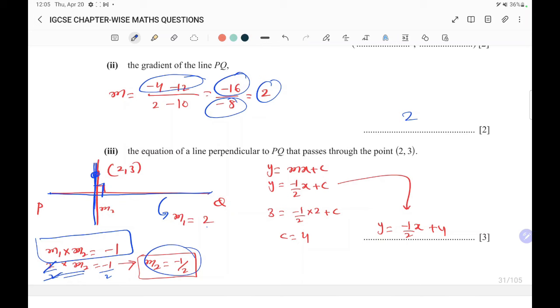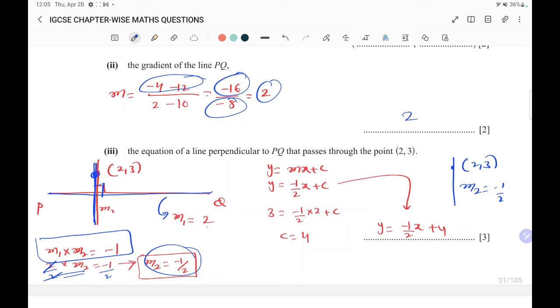Now for this perpendicular line, you have a line and your line is passing through the point 2, 3, and the gradient is minus half. So y equals mx plus c, right? M is minus half, x, and c we need to find.